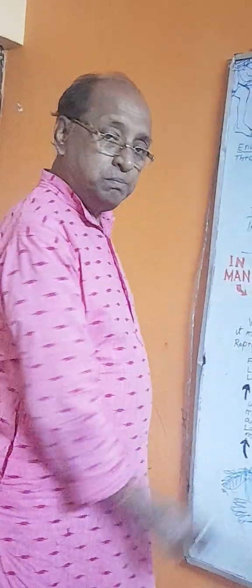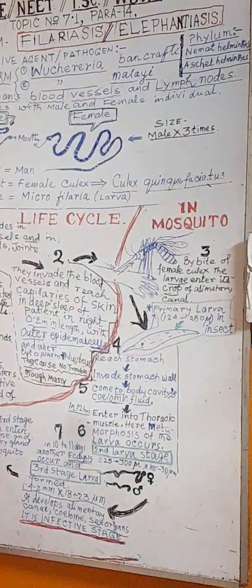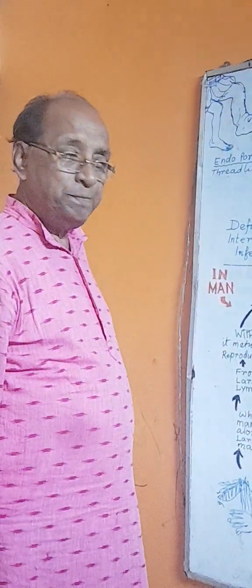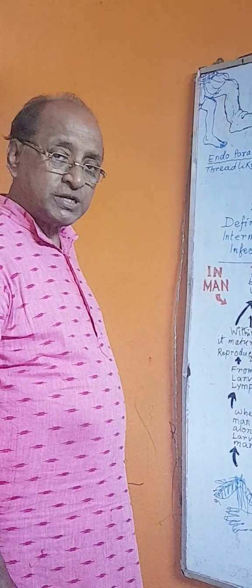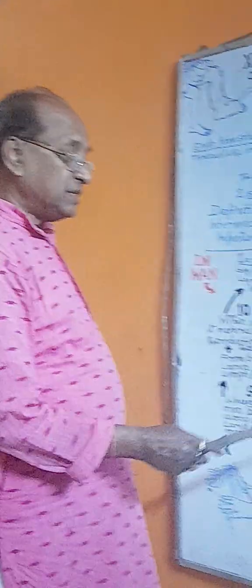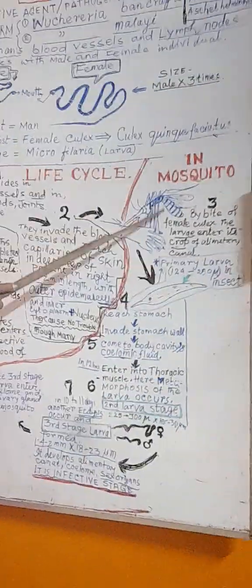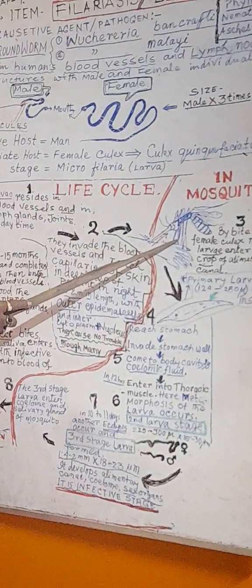Sir, there is a doubt. Why does only the female mosquito release the larva, not the male? What is the difference? All the viewers also want to ask. May I answer that? Yes, sir. Why female Culex and not male Culex?